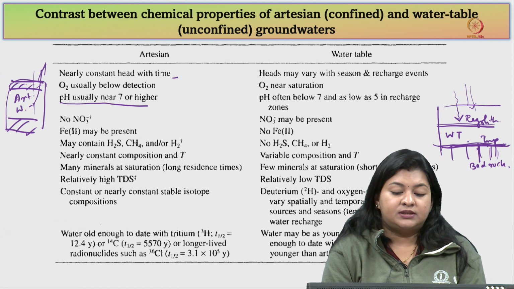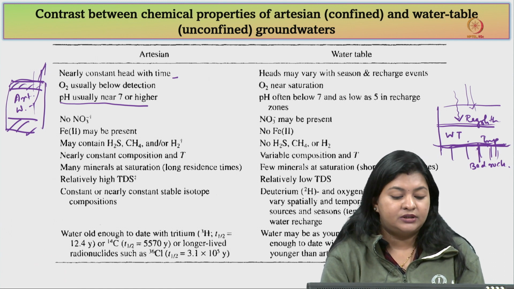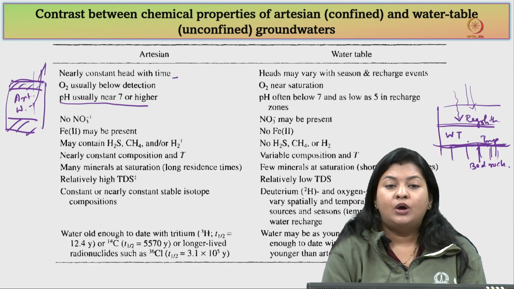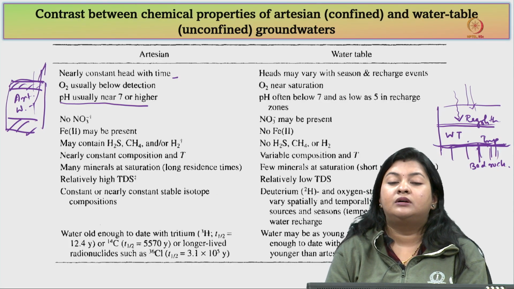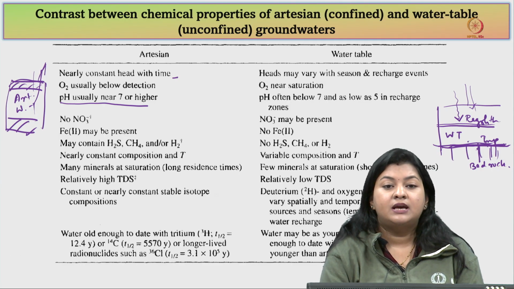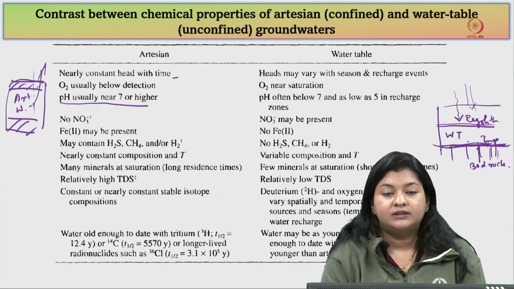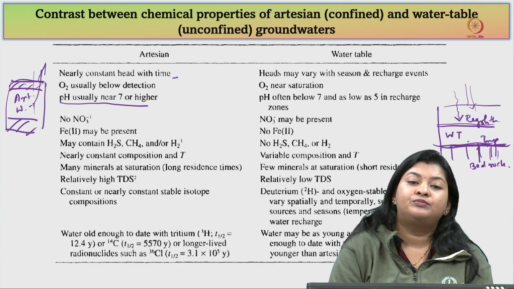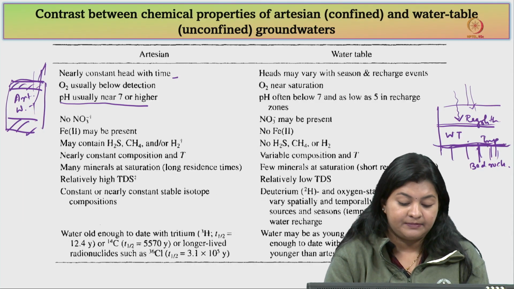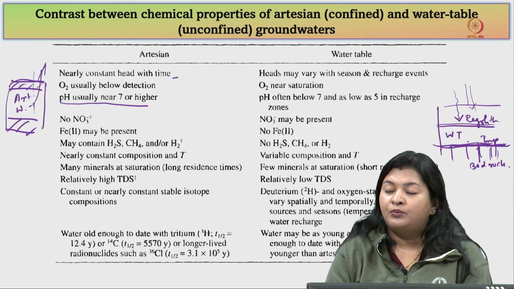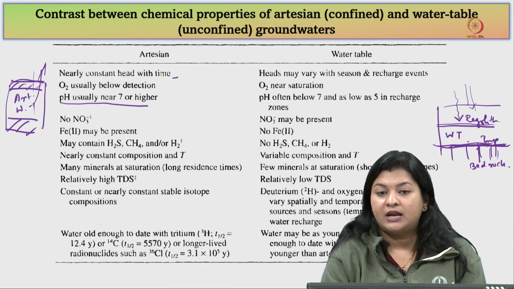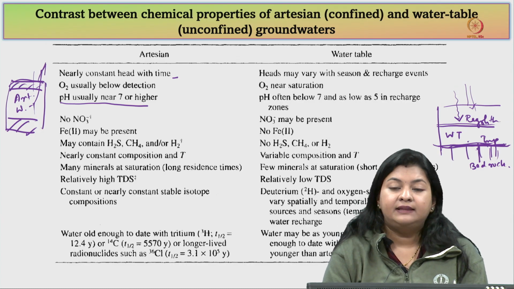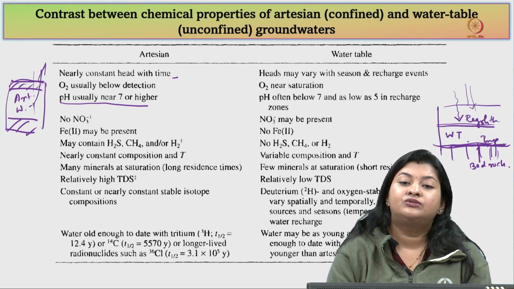Then many minerals are at their saturation state because of the long residence time in artesian wells. We have nearly constant minerals very close to their saturation, and due to this the TDS is also going to be very high in the artesian well type as compared to the water table, the shallow aquifers, which have relatively low TDS, and fewer minerals are at the saturation level.